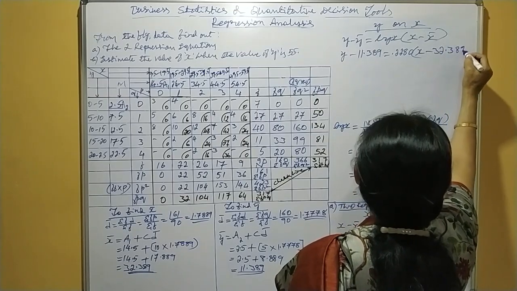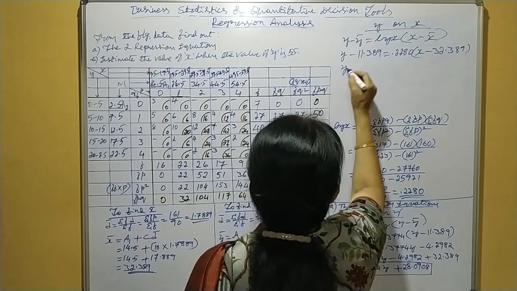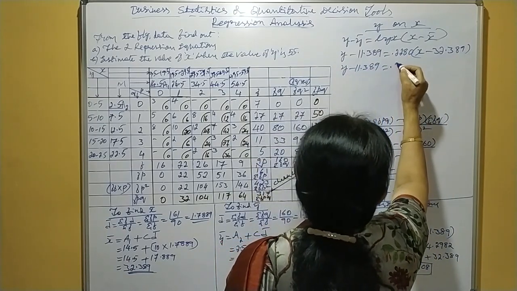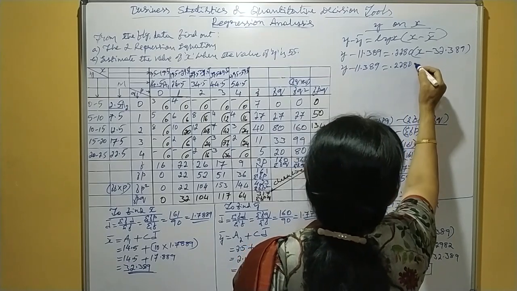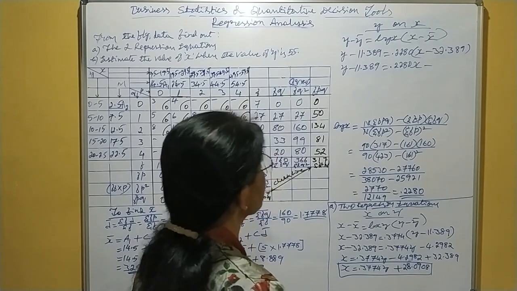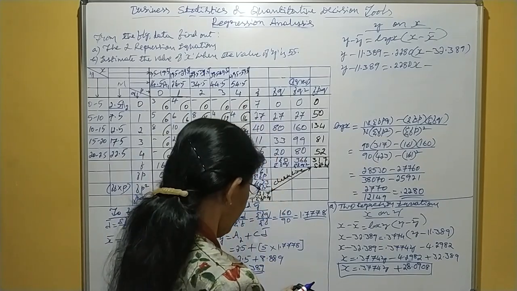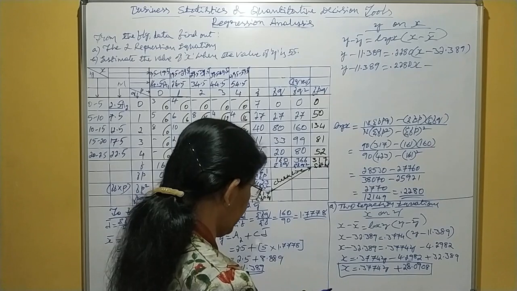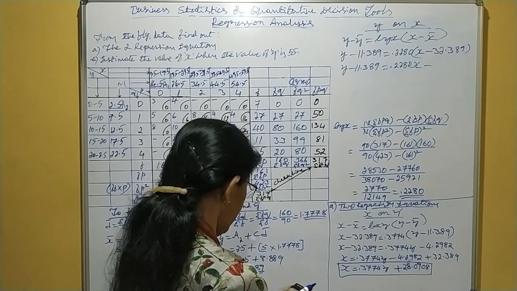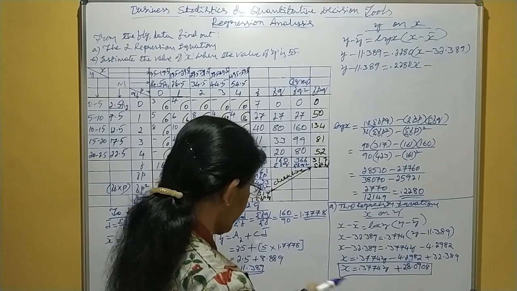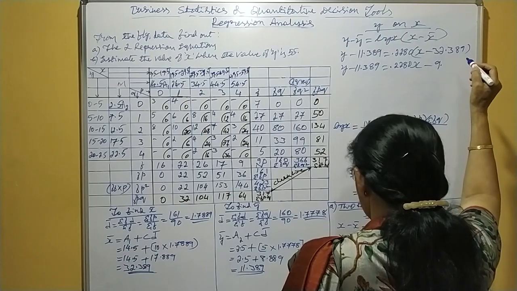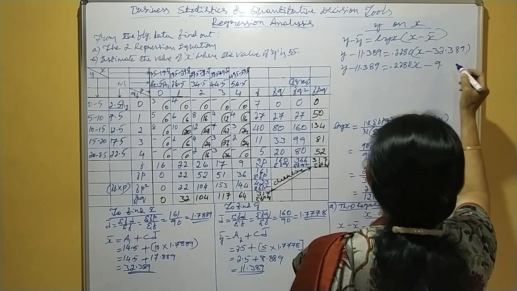X bar is 32.389. Okay. Y minus 11.389 equals 0.2280 into x, plus into minus. Now 0.2280 into 32.389. It is 9.3280.